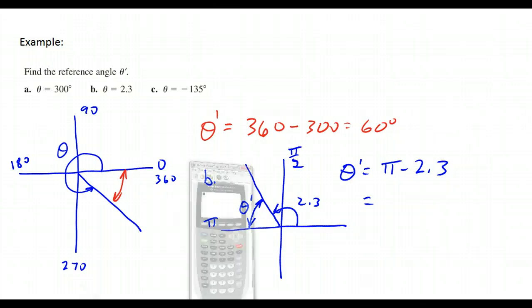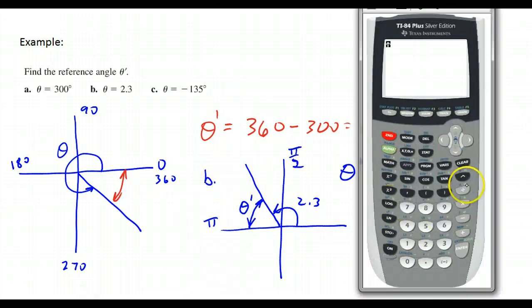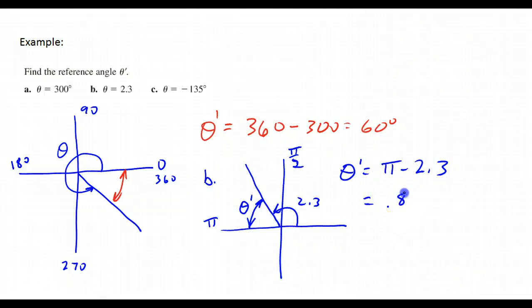And let's do that on our calculator here. So I'm going to go second pi minus 2.3. And we get 0.8416. 0.8416 radians for the reference angle.